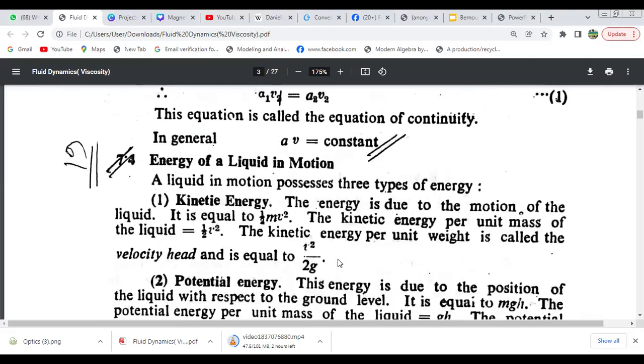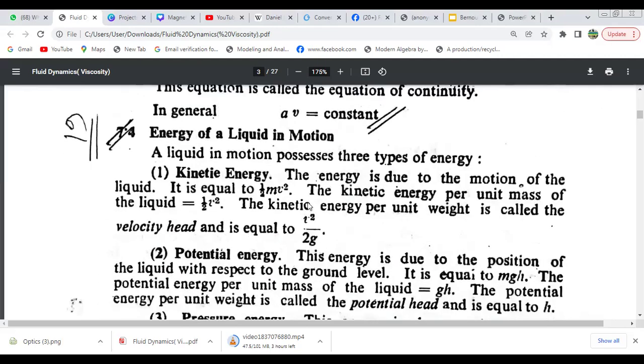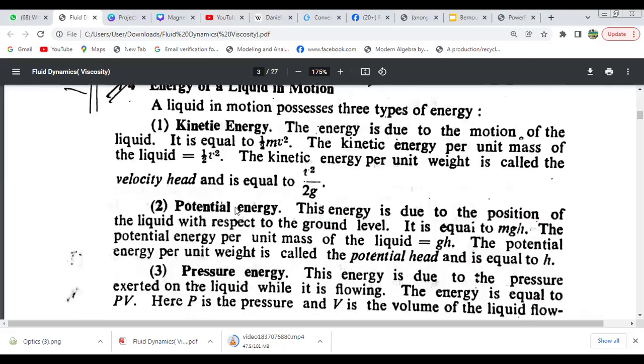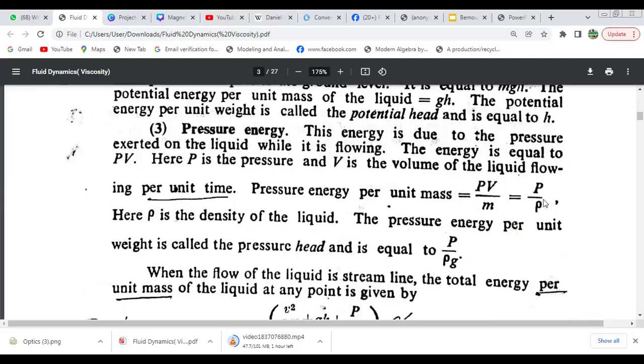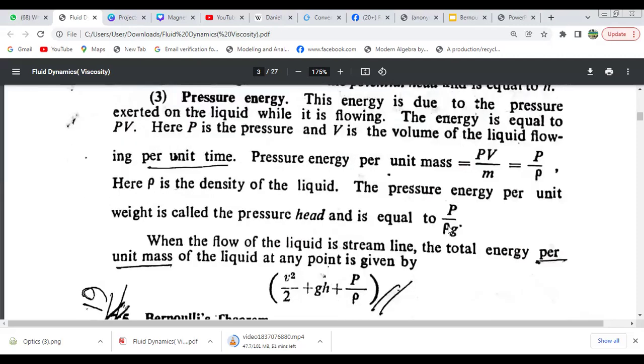Energy of liquid in motion: kinetic energy, you must know, equals half m v squared. But for unit mass, this will be half v squared. And potential energy, you must know, is m g h. But for unit mass, m equals 1, mass equals 1 kilogram, so this is g h. And pressure energy will be P by rho per unit mass.